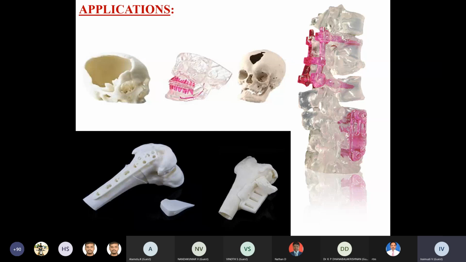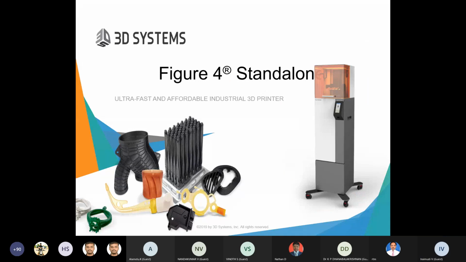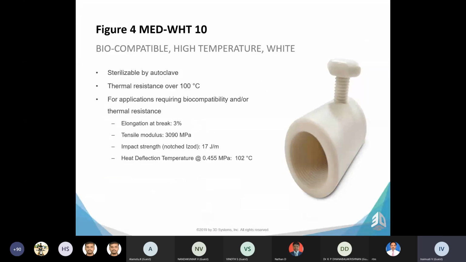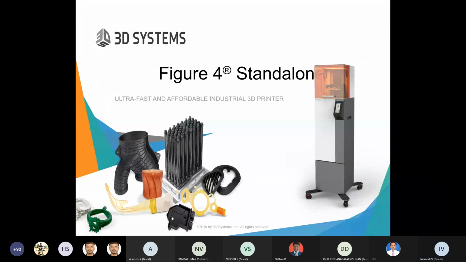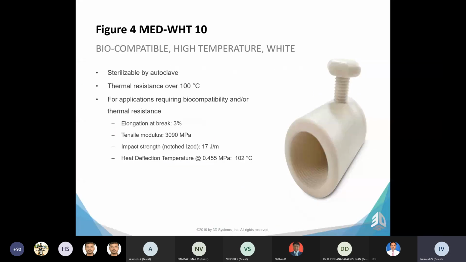Figure 4 technology, a machine that was recently launched. Not new, meaning not 2-3 years ago. But in healthcare, this is an entry-level machine having a biocompatible certified material that will sustain high temperature. It's also authorized and certified to do autoclave, sustaining 100 degrees Celsius for a period of time. Two materials are available, one translucent and one white material.